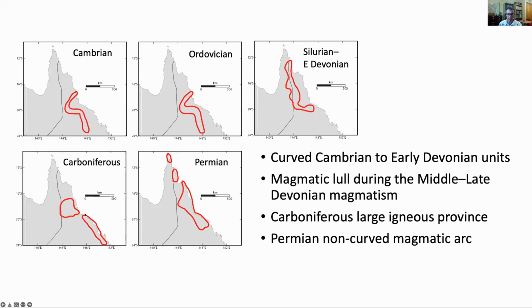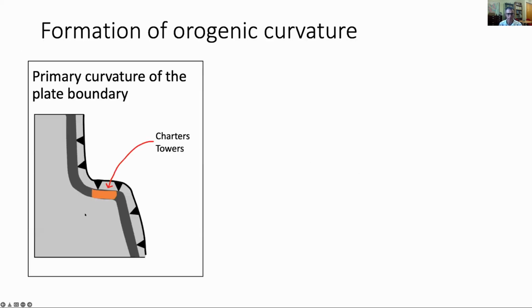So the orocline must have formed prior to the Carboniferous and the Permian. So how did the curvature form? One option is that the curvature represents the original shape of the plate boundary, in which case the Charters Towers province, for example, would form in situ as an east-west structural element.